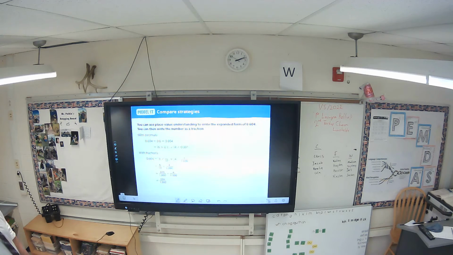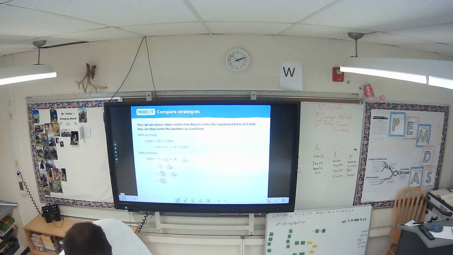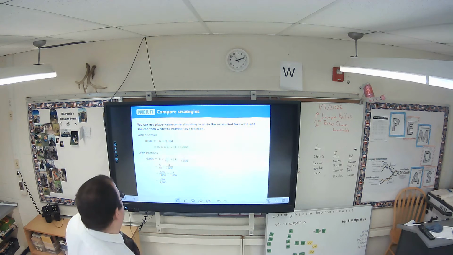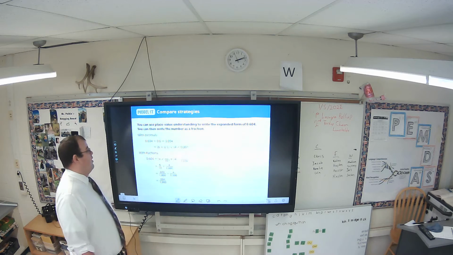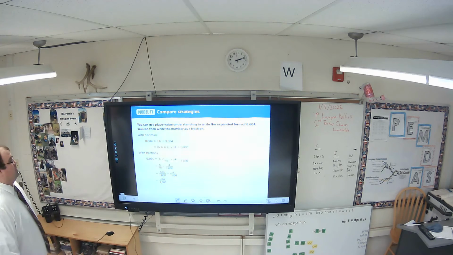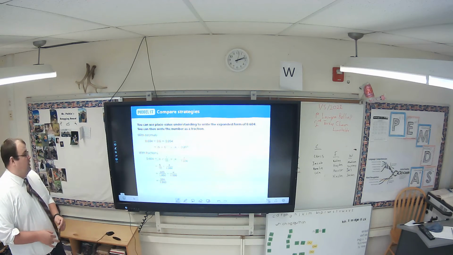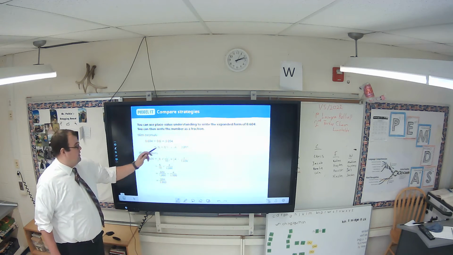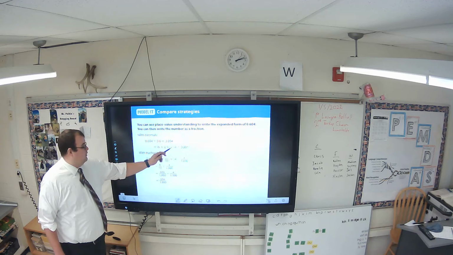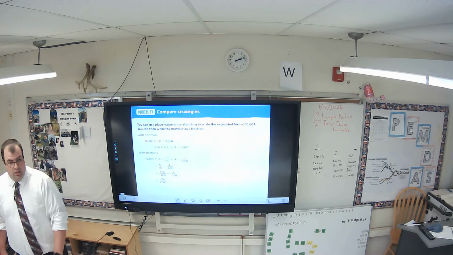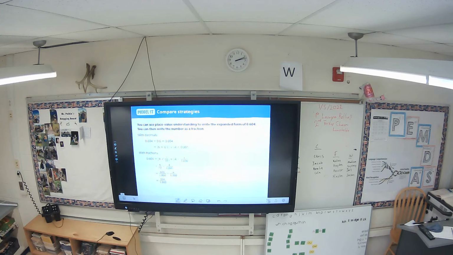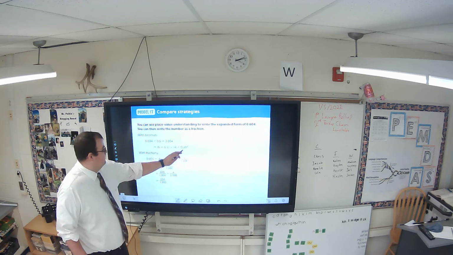Look at the model on page 150. You can use place value understanding and write it in expanded form. So you could have written it in expanded form with decimals. So you could do 6 times 1/10 plus 4 times 1/1000. Does that equal 604 thousandths?